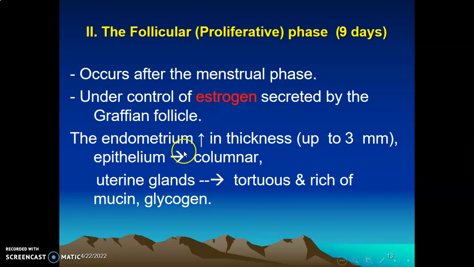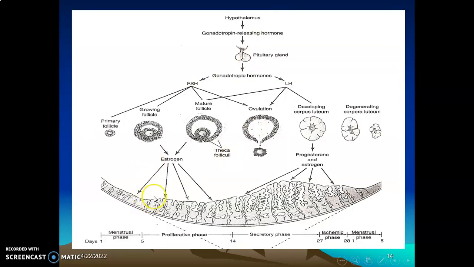Under the influence of estrogen, the endometrium starts increasing in thickness, the epithelium becomes columnar, and uterine glands start to form. They become tortuous, and they're filled up with mucin and glycogen. So these are the features of the proliferative phase of the uterus. So again, you start to thicken, become columnar, and the uterine glands are tortuous, gathering mucus and glycogen.